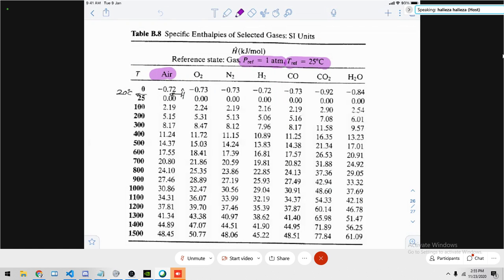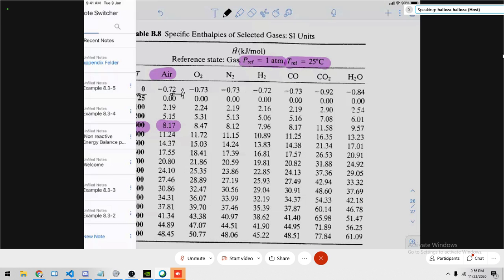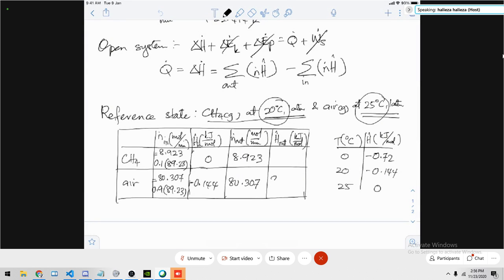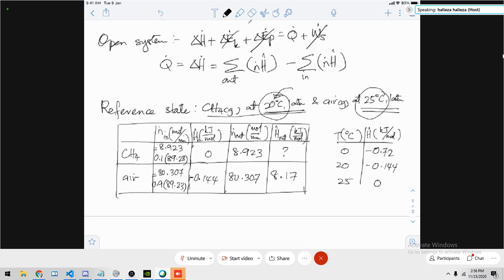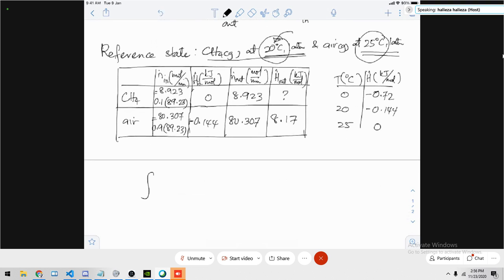If I use this marker, that's 300, that's 8.17. You don't need to interpolate because you can read it off directly from the appendix table. So that's 8.17. Let's go back to our table. Now you need to calculate the enthalpy for methane. You start your reference state at 20, so if you do the integration, you will start at 20. The final temperature is 300.